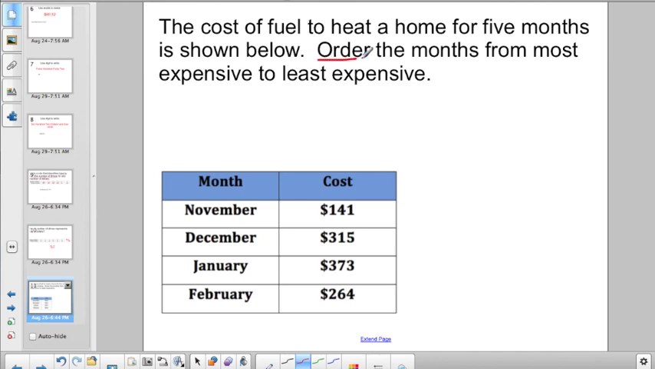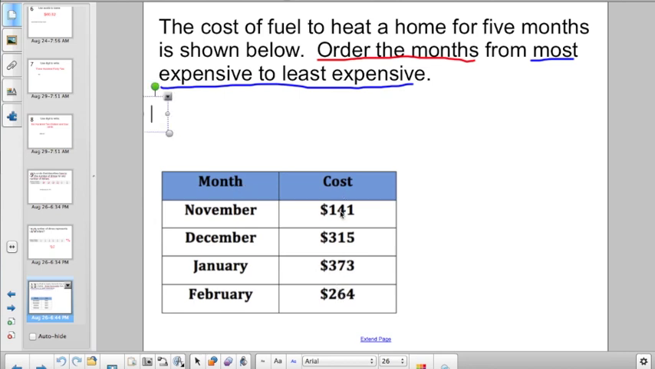But check out the next sentence. It says, order the months, but also check out what it says now. From most expensive to least expensive. So when you write out your answer, you're not listing out the numbers. They want you to actually order the months. So let's go and take a look.